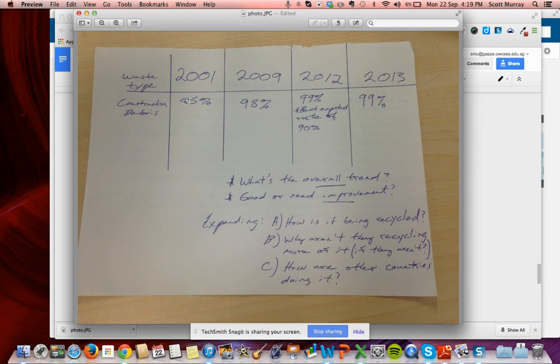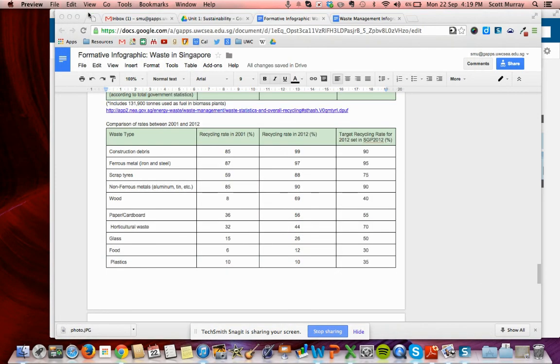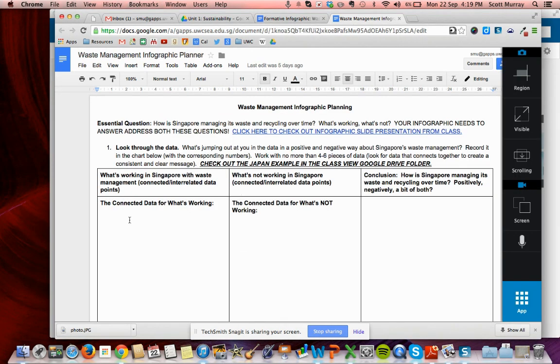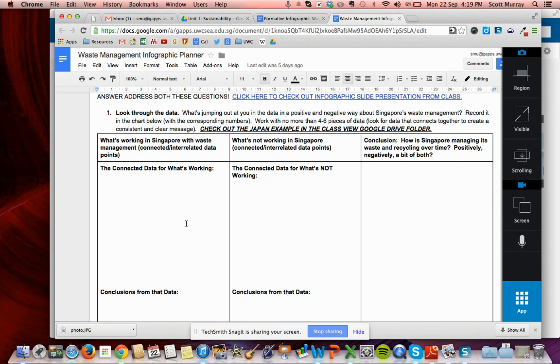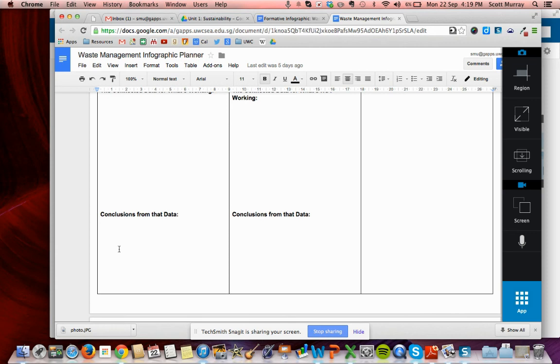So anyways, overall, I've created this: 85, 98, 99, 99. The first question I think you should ask is, what's the overall trend? I think here it's pretty clear. There seems to be an upward trend, and in some cases, they're actually bettering what they predicted. Good or need improvement? Again, I think that's pretty clear in the case of construction debris. So for the connected data for what's working, I would put this. This is the construction debris. And then conclusions from the data, I think it's pretty clear that they started from a low of 85%, and now in 2013, they are recycling 99% of the construction debris.